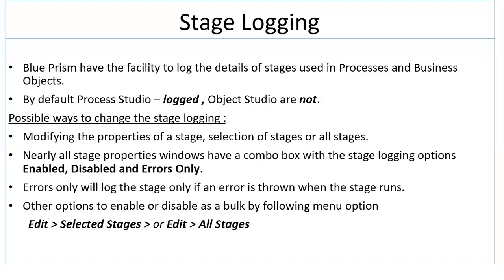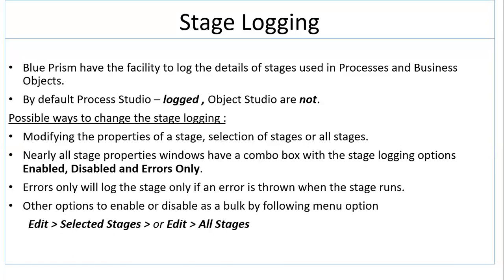Welcome back to the next session, stage logging. In this session, we are going to see how to log the stages and how to enable or disable the options available in Blue Prism. Blue Prism has a facility to log the details of each stage used in processes and objects. By default, Process Studio will have stage logging enabled, and in Object Studio, it will be disabled.